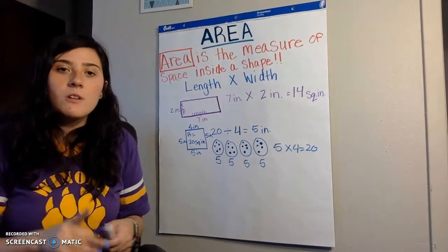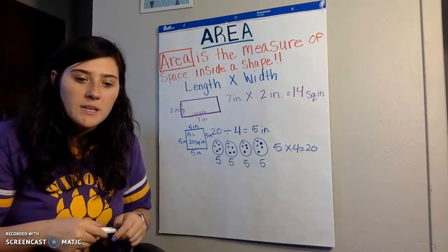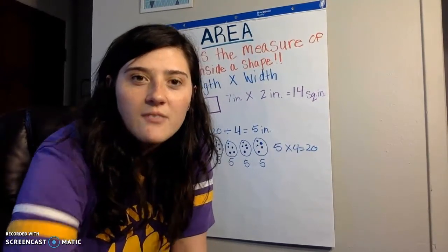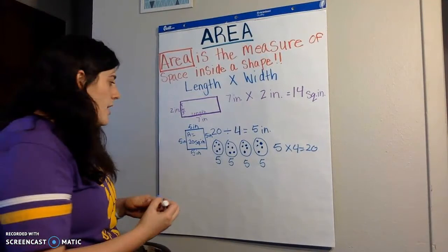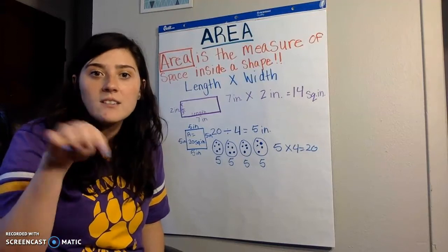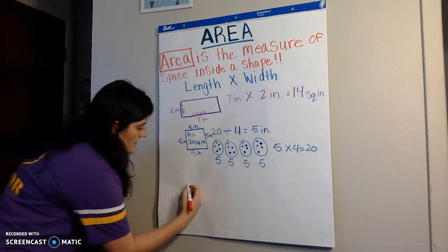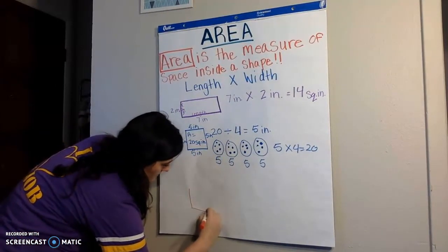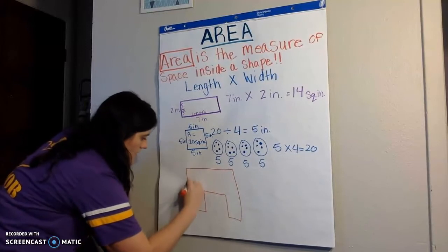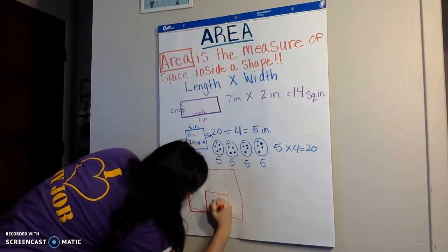Okay, the last way that I really want to show and model for you today is the way that your practice is going to be laid out. It's going to be a little bit difficult because they use irregular shapes. So I'm just going to draw an irregular shape and show you how you can do it. You can either count the tiles inside or you can break the irregular shape up. Oops. So here's my irregular shape.